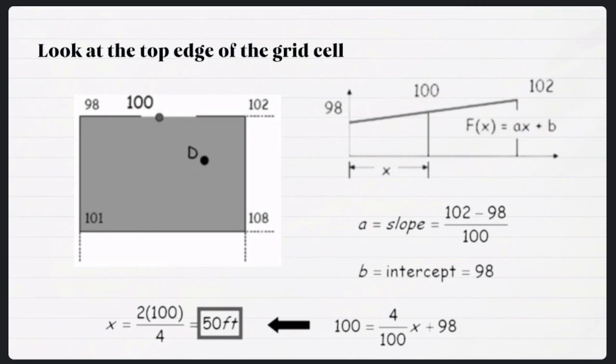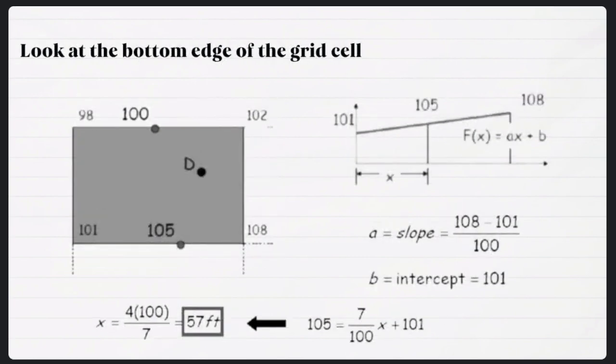So next is the bottom edge of the grid cell. The bottom edge of the grid cell has points 101 and 108. So in order to find the slope, we use ratio and proportion. 108, the second point, minus 101, which is the first point in the lower left, over 100, which is the length of the rectangle, 100 feet. And the B-intercept is the lower left point which is 101.